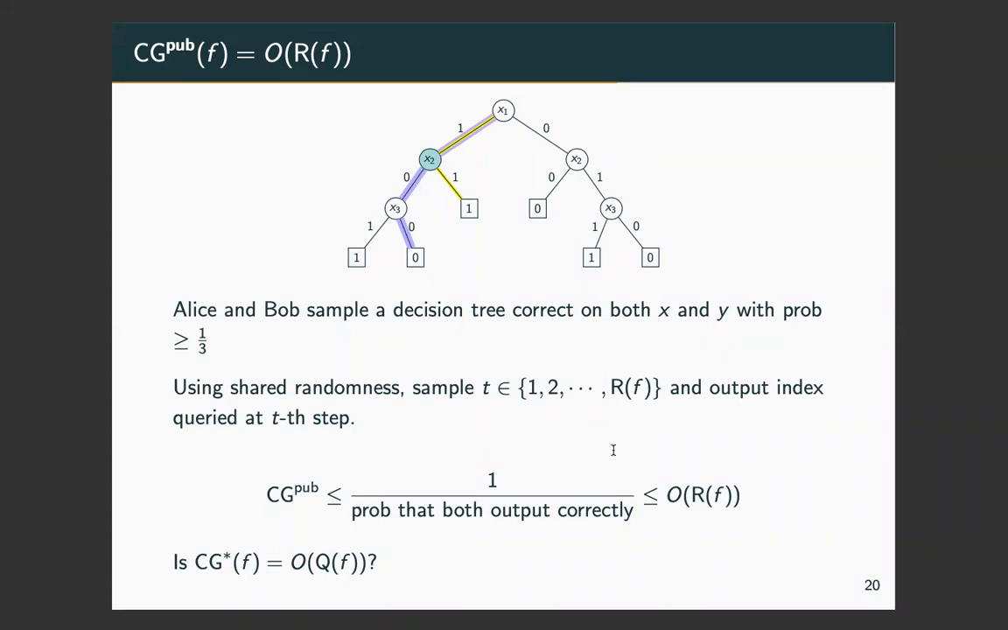Now, at this point, it is natural to ask if the quantum variant of the certificate gains, CG star, is at most the quantum query complexity Q of f. However, this is not the case as the OR function has quantum query complexity theta of root n. We shall see in the next few slides that CGPub of the OR function is theta of n.